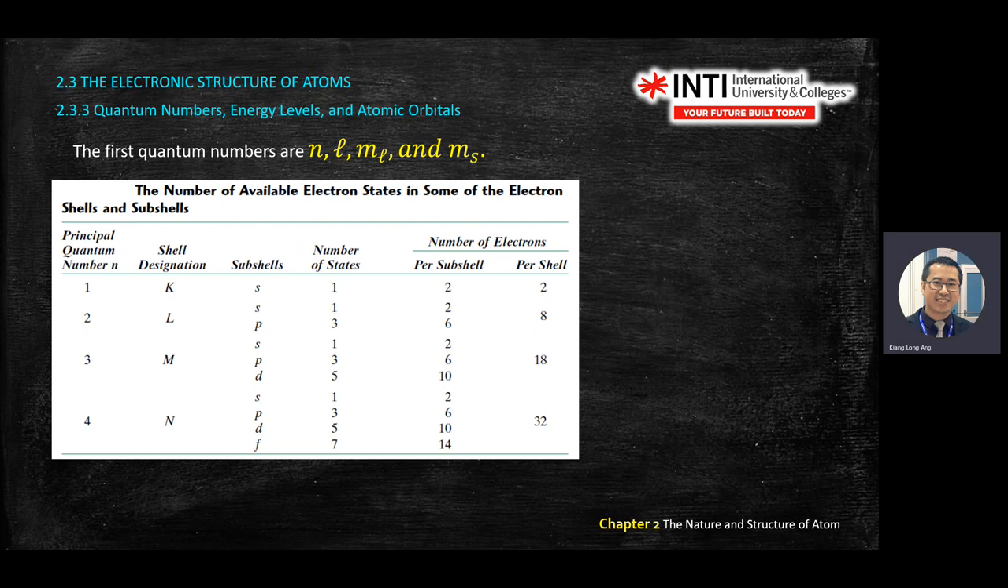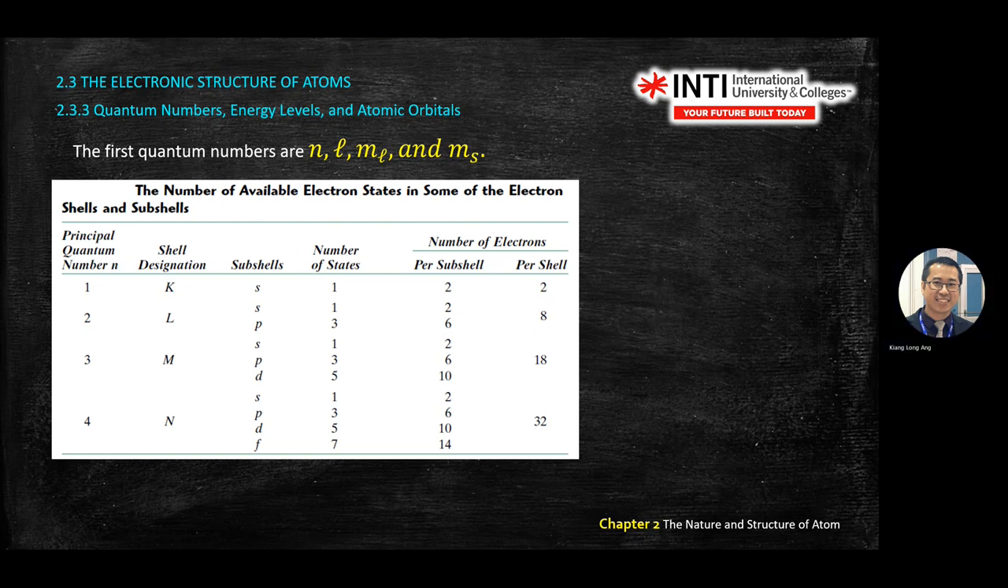Okay, and so on. Number three, M, but now it's split into three main roads. Meaning number three, if you draw a diagram, number three, we use capital M to represent the shell. Then inside the shell, you start with S. Then you have P and you have D. P, you know you have three small roads there. Then D, you have five. It jumped to five already. So this D, we have 5: 1, 2, 3, 4, 5. Okay, so each one has 2, 2, 2, 2, 2, 2, 2. Total, you have 18 electrons.